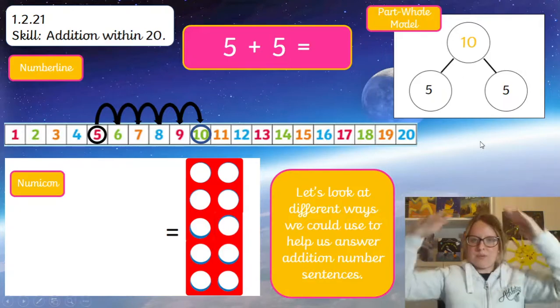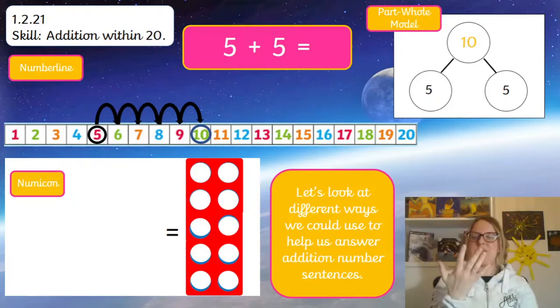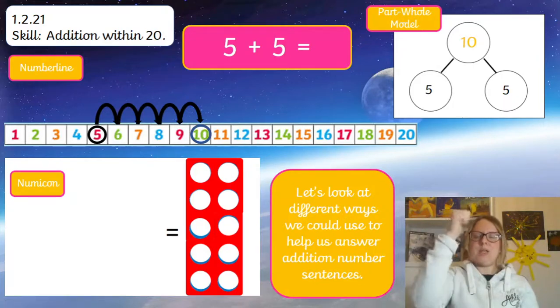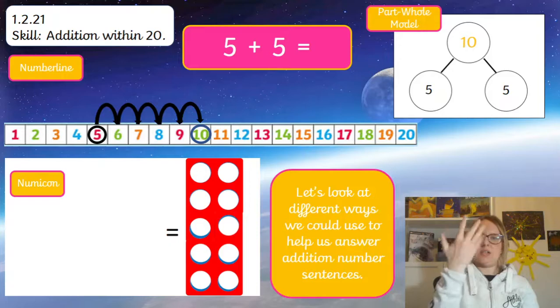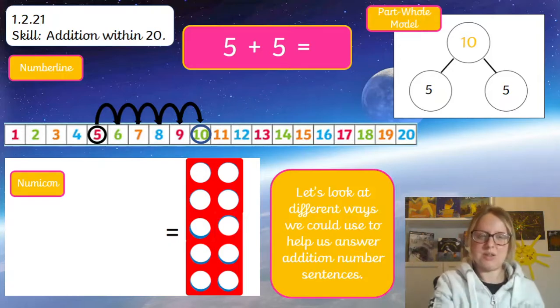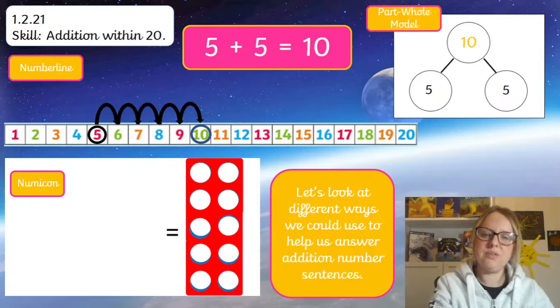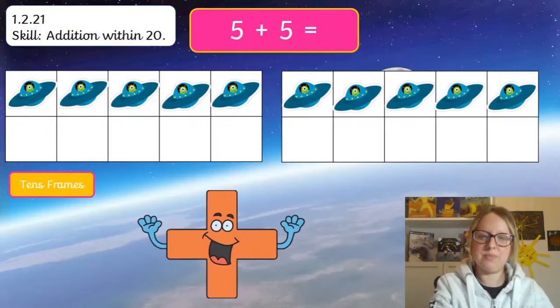And we can put 5 in our head and carry on counting. 5, 6, 7, 8, 9, 10. 10 is our total altogether. 5 plus 5 equals 10.